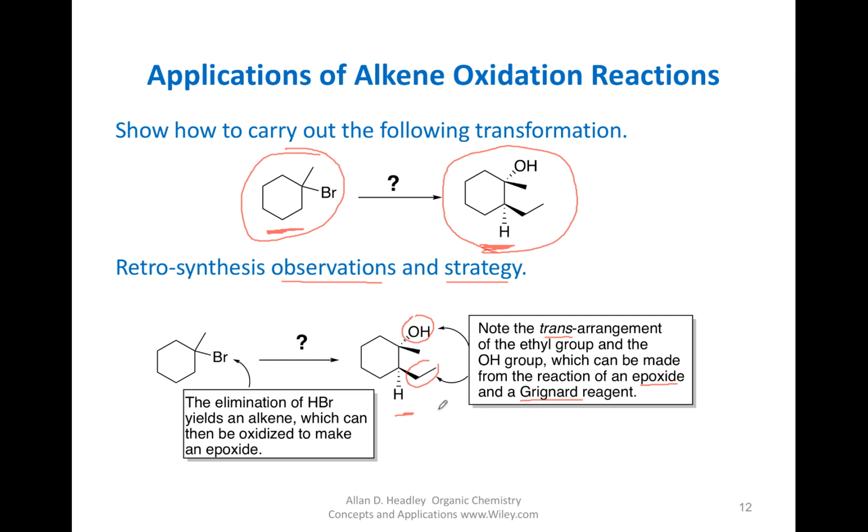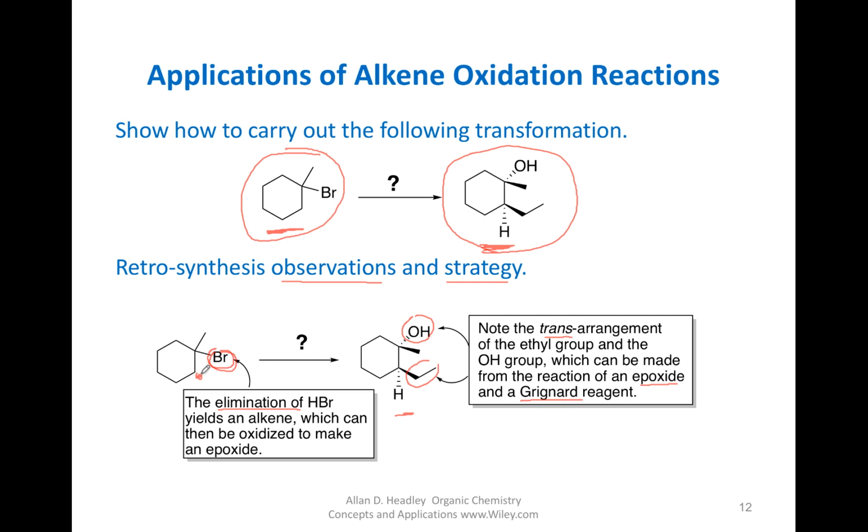Okay. Next we look at, how do we make an epoxide? We make an epoxide from an alkene. Here we have bromine in the reactant, and we know if we had an elimination reaction where bromine and one of these hydrogens are eliminated, we have an alkene. So that's our observation. And we now have a strategy.